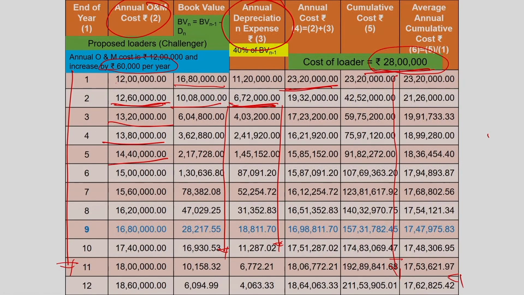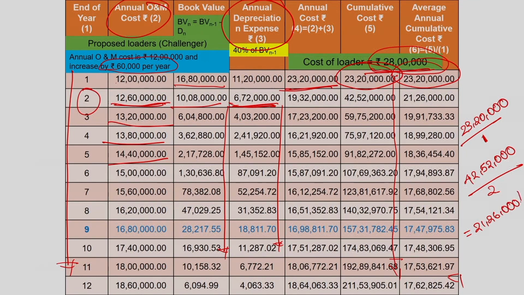So now how will you calculate the average annual cumulative cost? It is nothing but the cumulative cost divided by the cumulative usage of the machine. So for the first year it is nothing but 23,20,000 divided by 1. Okay. So for the second year, the cumulative cost is 42,52,000 divided by the cumulative usage, which is 2. So you will get the answer as 21,26,000. So if I am going to retain this new machine for 2 years, the average annual cumulative cost for the past 2 years will be 21,26,000.